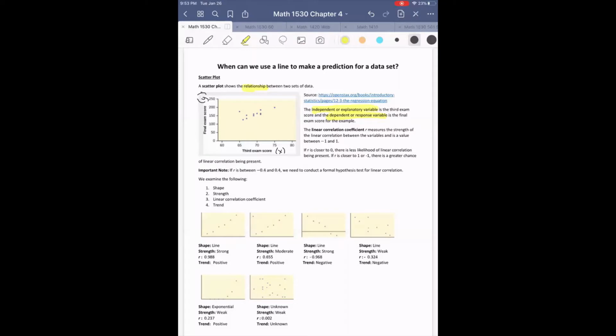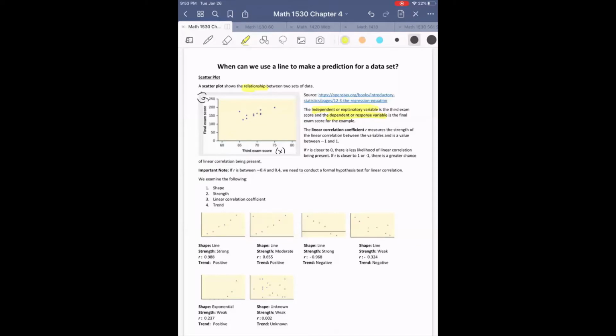We also want to look at the strength of the pattern. Does it have a strong line pattern, or does it have a weak line pattern? That's one question we could ask. This fact can help us determine if it's appropriate to use a line to approximate the relationship. The trend tells us the direction. We can look at the trend for scatter plots with a line or exponential pattern.